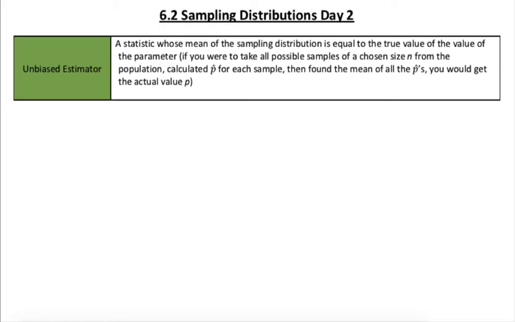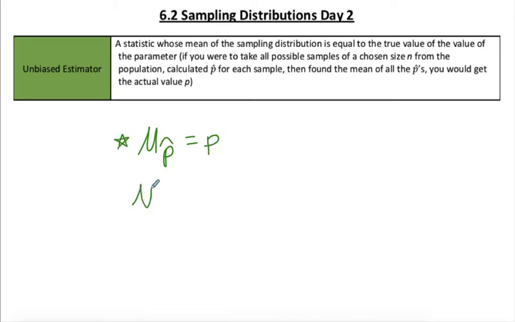For instance, if we were to take all possible samples of a chosen size n from the population, calculate a p-hat, a sample proportion, for each of those samples, then find the average of all of those, you would get the actual value of p. So what they're saying is that if I took the average of all the p-hats, this would equal p.